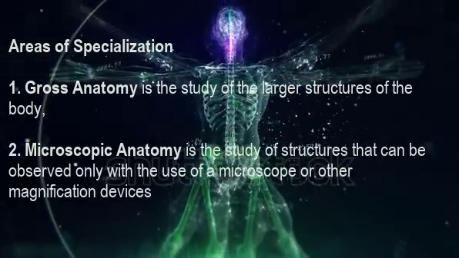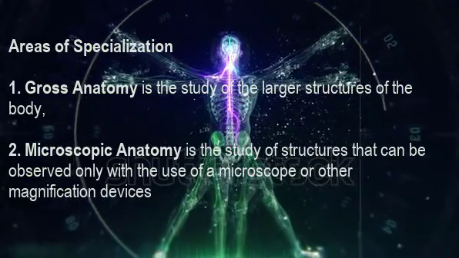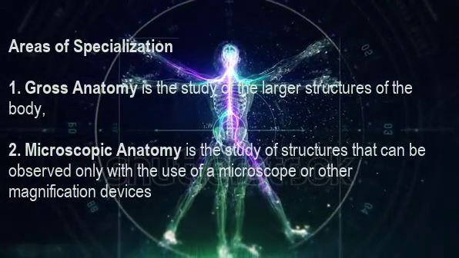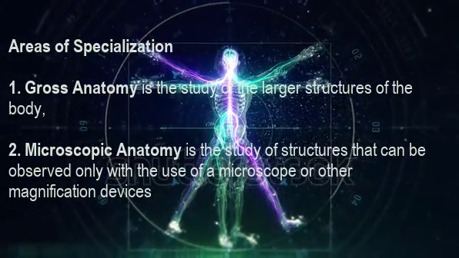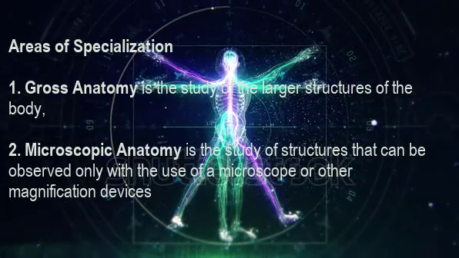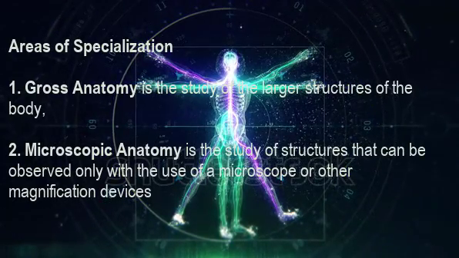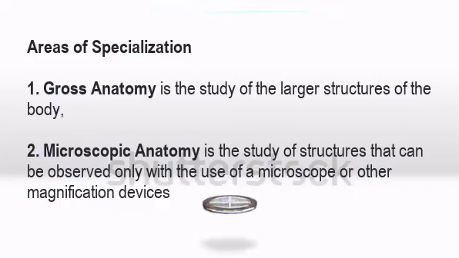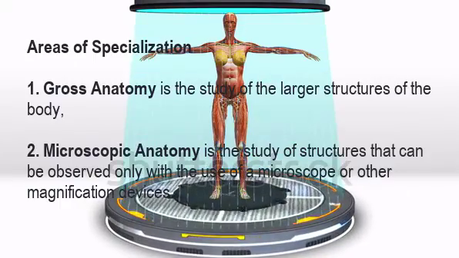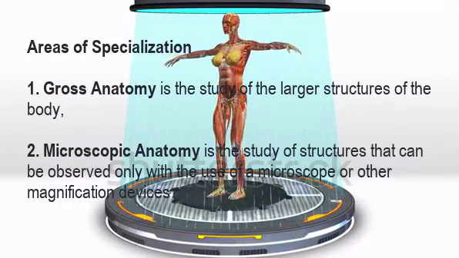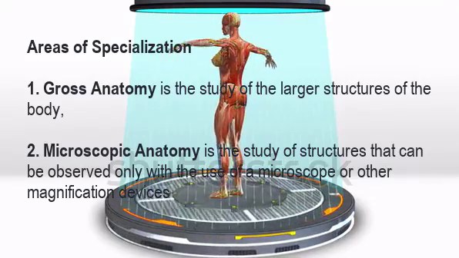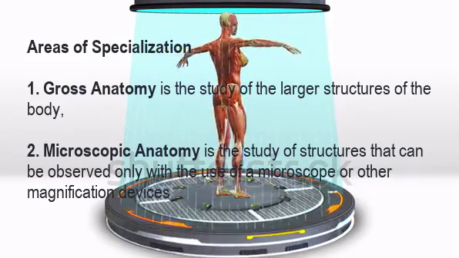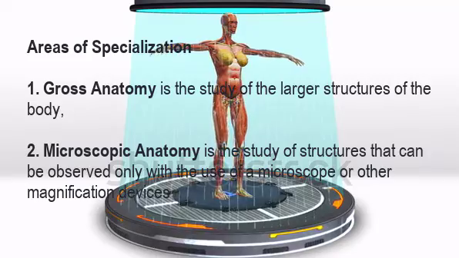Like most scientific disciplines, anatomy also has areas of specialization. Number one is gross anatomy. It is the study of the larger structures of the body, those visible without the aid of magnification. Macro means large. Thus, gross anatomy is also referred to as macroscopic anatomy.